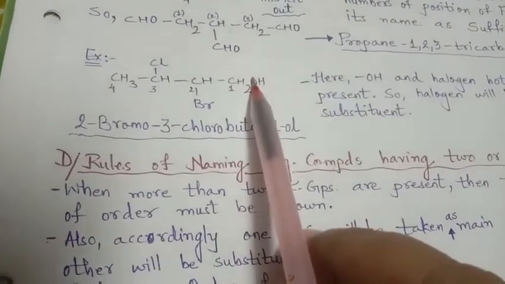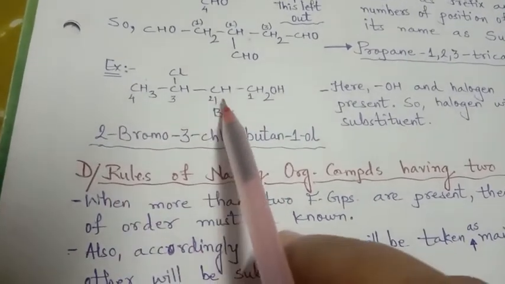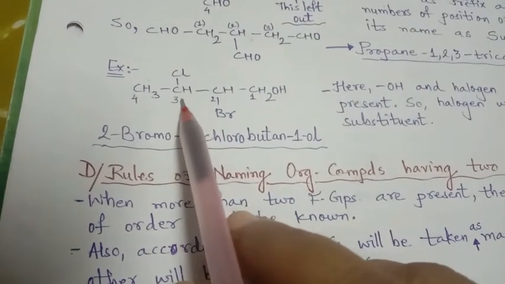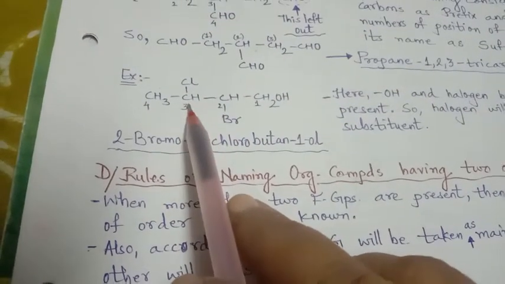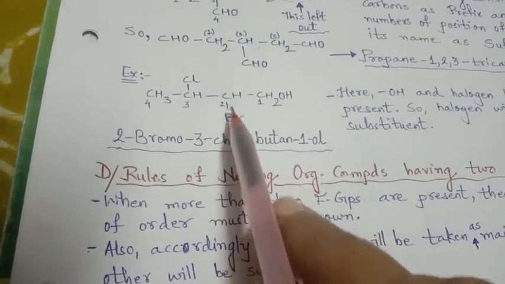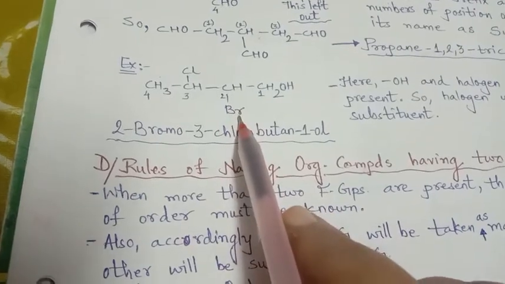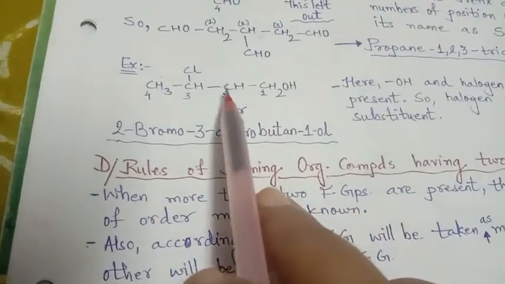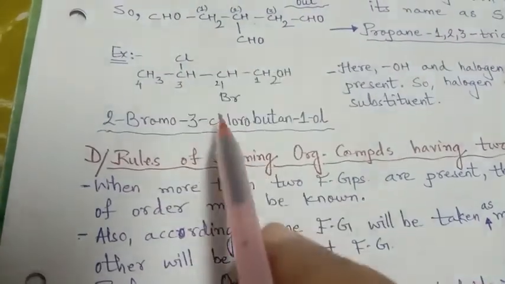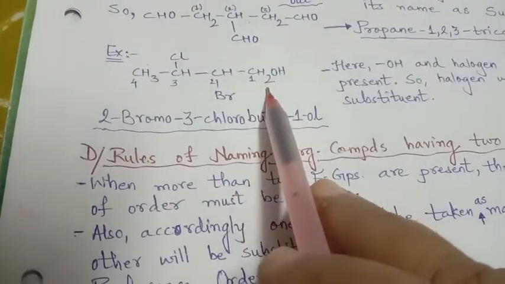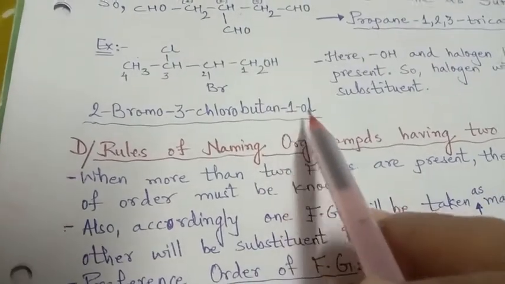So it is the main group, so it will take first number 1, 2, 3, 4. Now here the attachment is on second and this is on third. So lowest will go first. So 2-bromo, 3-chloro: second carbon bromine, so bromo; third carbon chlorine, so chloro. 2-bromo, 3-chloro, 1, 2, 3, 4 butane, 1-ol. Clear? Total 4 carbons of butane. First position is of the main functional group alcohol, so 1-ol.